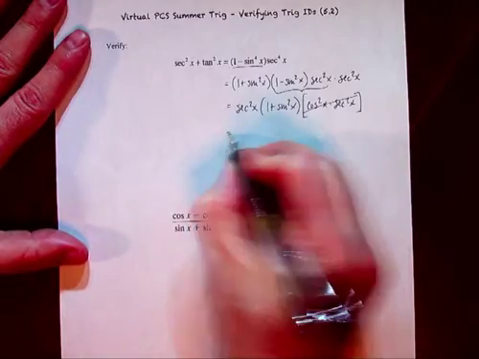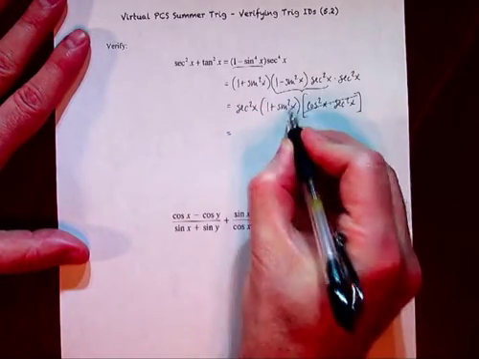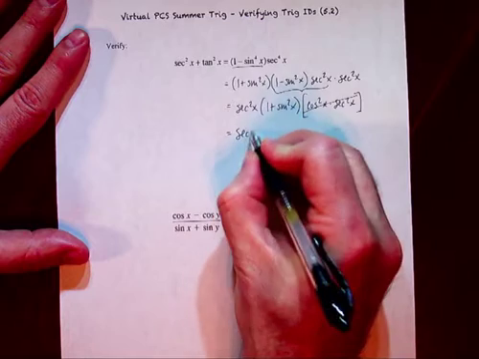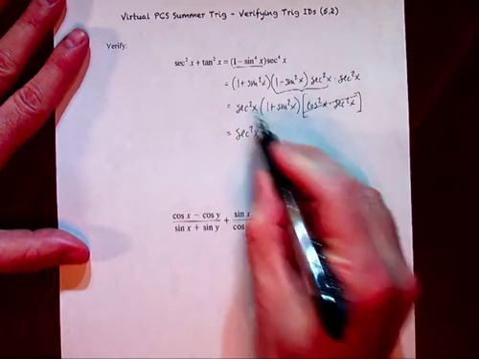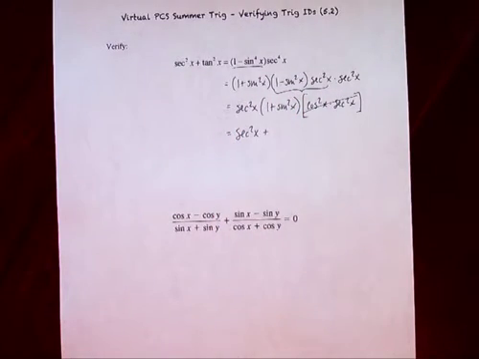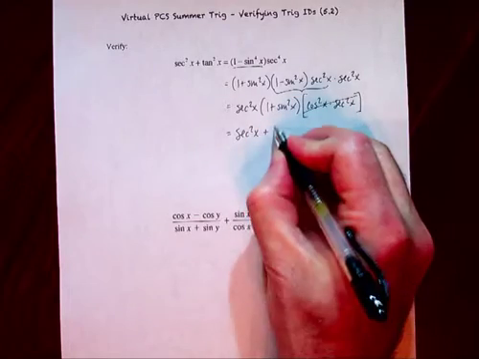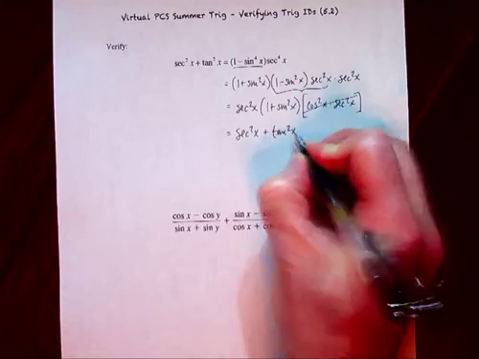At which point you can distribute this secant across this binomial, and you get secant squared plus, well, secant squared is really 1 over cosine squared, and when that's multiplied by sine squared, oh my gosh, will you look at that.